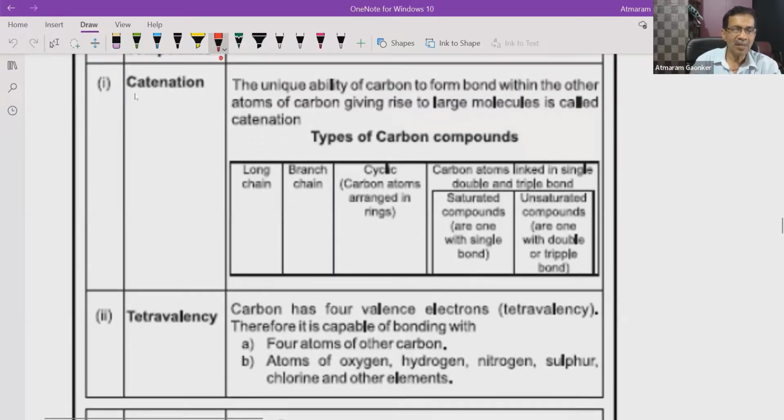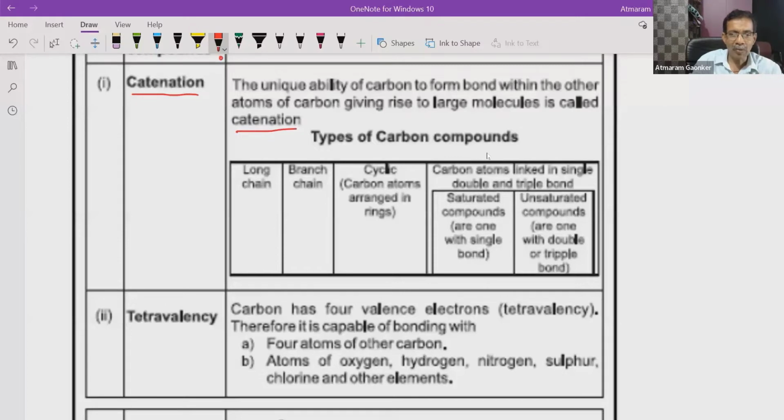The first thing is catenation. What is catenation? Catenation is the unique ability of carbon to form bonds with other atoms of carbon, giving rise to a large number of molecules. Catenation is nothing but the property to form bonds with other carbon atoms.